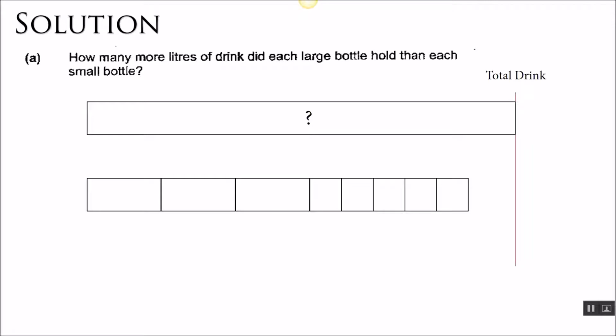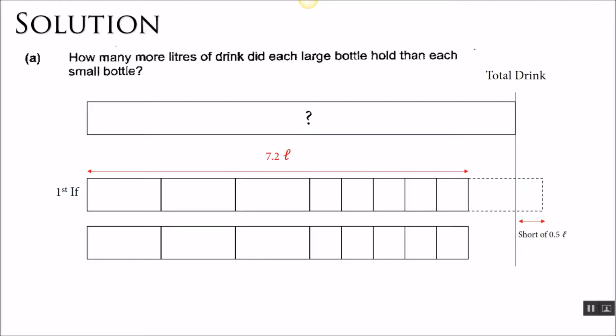So this is the one given in the question, 3 large bottles plus 5 small bottles, which add up to be 7.2 liters. The first situation is such that if Yan wants to fill another large bottle, she will be short of 0.5 liter. Whereas in the second situation, I also have 3 large bottles and 5 small bottles. But this time round, if Yan wants to fill a small bottle, she will have 0.3 liters left.